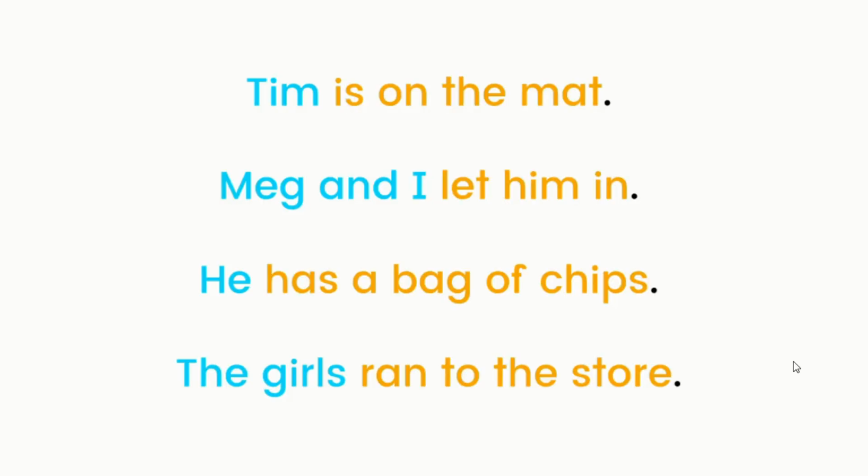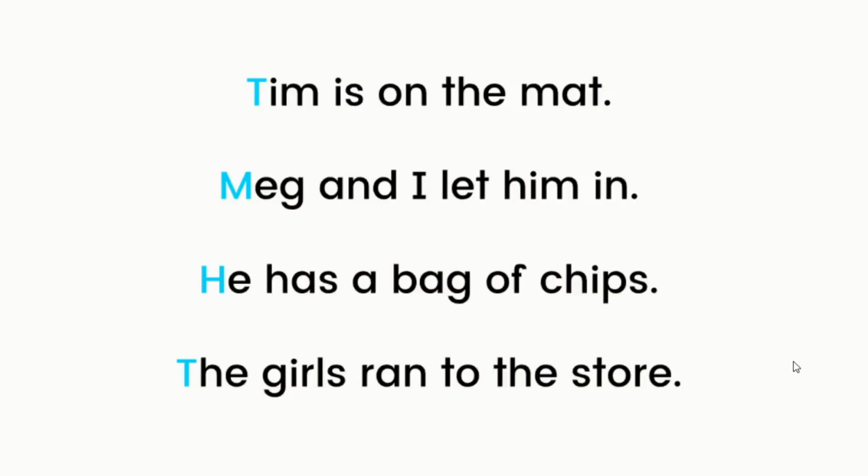Now look at, "He has a bag of chips." Can you find the subject? It's "he," and the predicate is "has a bag of chips." Here is, "The girls ran to the store." Find the subject. It's "the girls." Can you see the predicate? It's "ran to the store." Remember, a sentence has both a subject and a predicate.